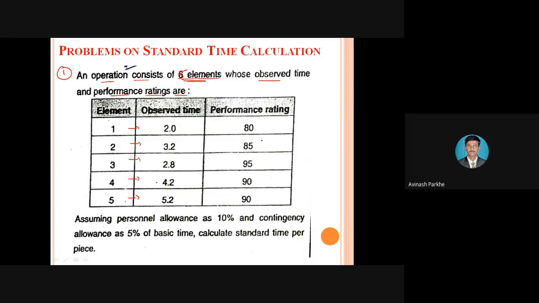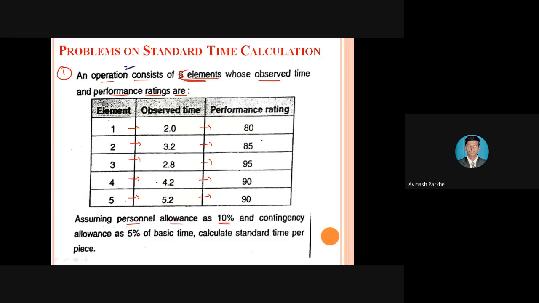Their observed time is given in the second column, and their performance rating is also represented in the third column. So for element number 1, performance rating is 80. Then for second, 85. Third, 95. For fourth, 90. And for fifth element, 90% performance rating is given. So this is the given parameter. Okay. Assuming personal allowance as 10%.